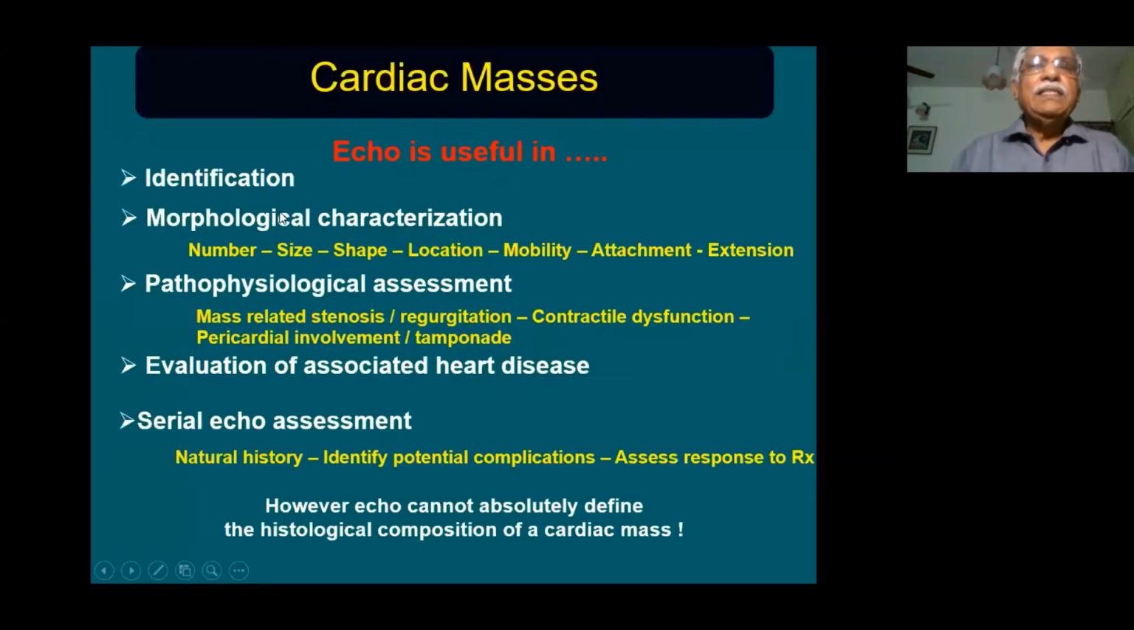Whenever you see a mass, the first thing is you have to be sure that it is a mass. Then see what is the number of masses present, what is the size of the mass, what are the shape, location, mobility, attachment, and extension. So all these characteristics of the mass have to be identified. Then, is there any mass-related stenosis or regurgitation of the valves? Is there any contractile dysfunction of the left ventricle or the right ventricle? Is there pericardial involvement in the form of effusion, or is it producing tamponade, etc.? These have to be identified.